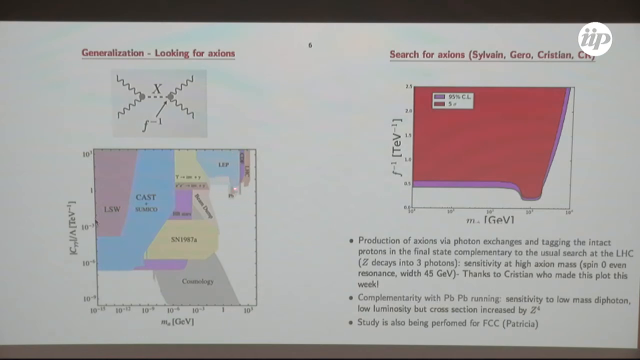So this is the exclusion plot, which is here. Basically, we have three different complementary searches for axions at the LHC that cover different domains. The lead-lead part, which is the lower mass. Then the standard LHC part, which is basically looking at the Z events decaying into three photons, mainly. And what we put as a new part is looking at two-photon production with two intact protons, which covers this region, which is not covered at all at very high mass. And I should mention that the study is also being performed now for the FCC, the Future Accelerator, by Patricia.